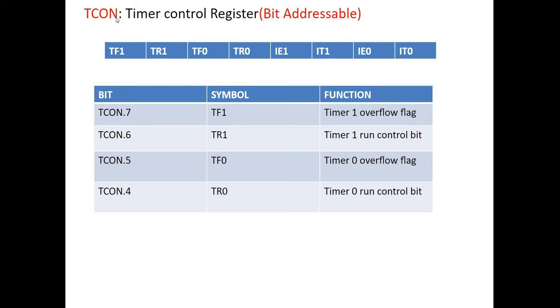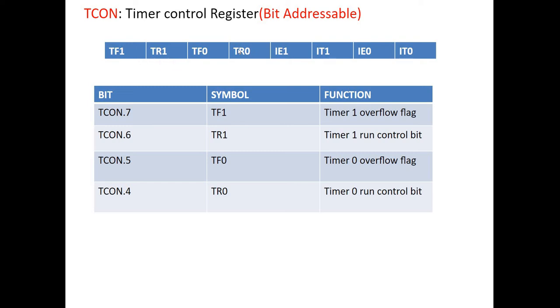If the gate bit is 0, it indicates that the 8051 is using software to turn the timer on and off. For that we need to make use of TCON, the timer control register, and please note that this one is bit addressable. This TCON is also 8-bit, similar to TMOD. The lower 4 bits are reserved for the interrupt, and the higher 4 bits are reserved to turn the timer on and off.